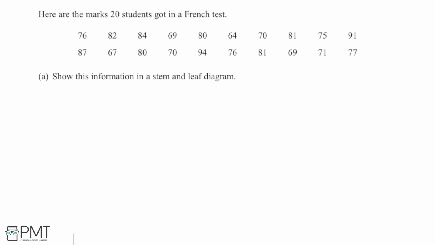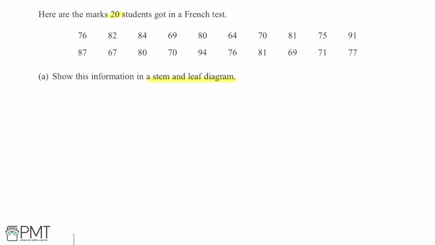So in this question, we're given the marks for 20 students, what they got in a French test, and we're given them below. So we can see they range from somewhere in the 60s to somewhere in the 90s. Now we're asked to use this data to show this information in a stem and leaf diagram.